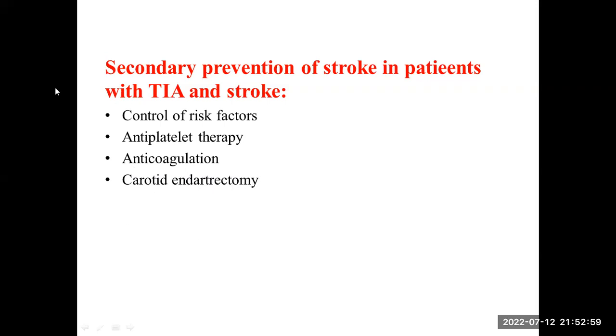So these are the elements of the secondary prevention of stroke whenever you are dealing with a patient with a history of TIA or a patient with a history of ischemic stroke. I hope it's clear so far.